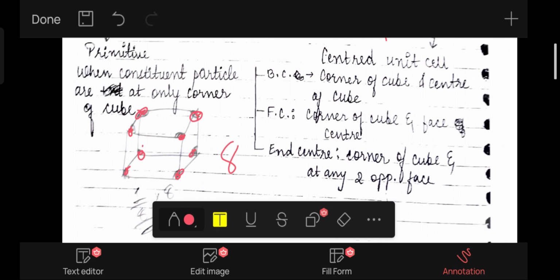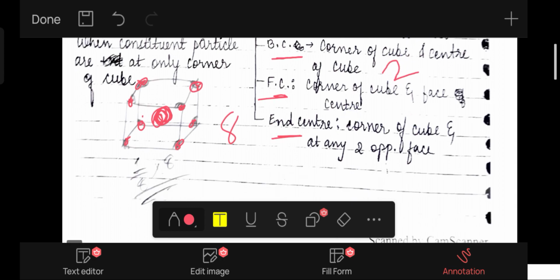Next we have a centered unit cell. In that, we have the body centered unit cell, face centered unit cell and end centered unit cell. Body centered unit cell means that it already has the primitive. That means we have it at the corner of a cube, and as well as that, we have one unit cell at the center of the body. So that makes a total of 2 unit cells right here.